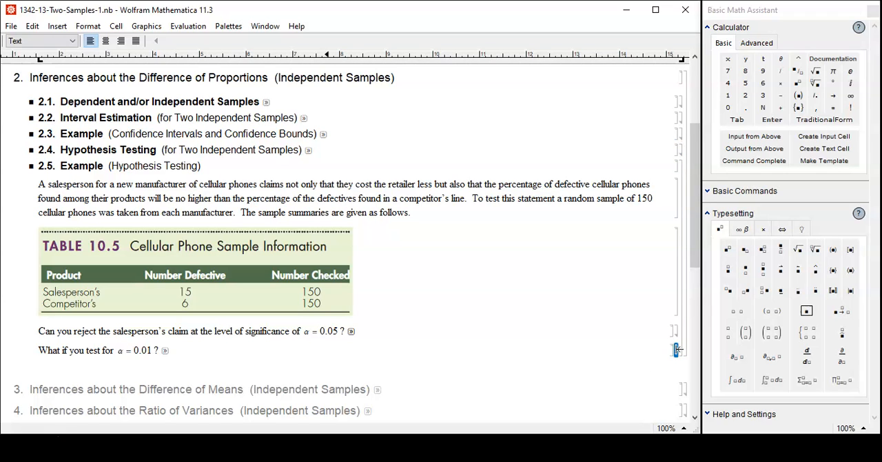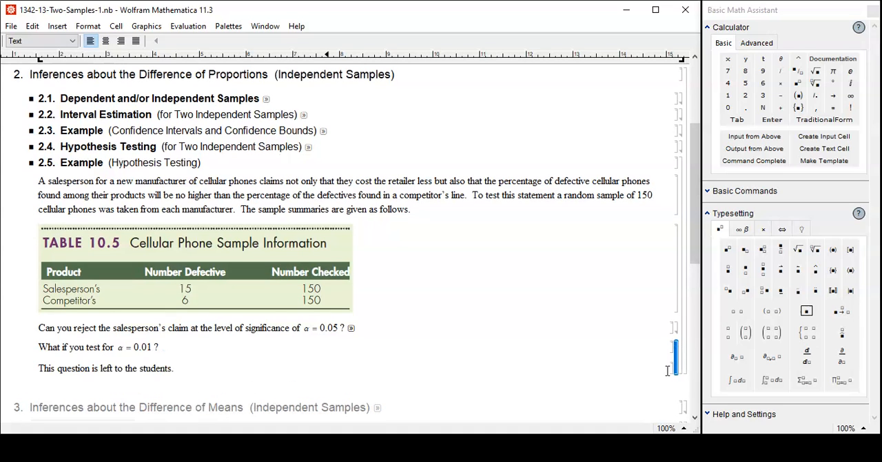And here's an open-ended question. What if you test for a significance level of 1%? Previously we did it for 5%, so the result was the alternative. We go with the alternative, which means the salesperson's company indeed has higher defective rates, so you should not purchase that. And as for 1%, well, you can do that. Let's see, do we have a solution? Yeah, it's left to the students.